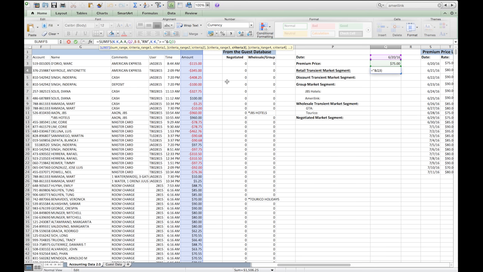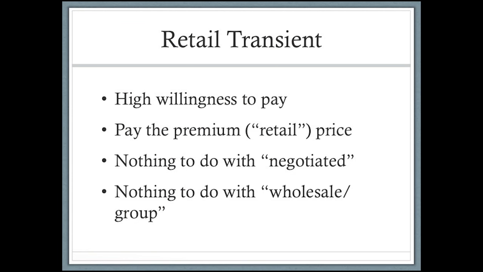Another new restriction is this negotiated column. Now this column is going to have a number greater than 0 if a transaction is part of the negotiated market segment. So, do you think we care about this right now? No, this is totally irrelevant, right? We don't care about negotiated stuff. Right now we care about the retail transient market segment.